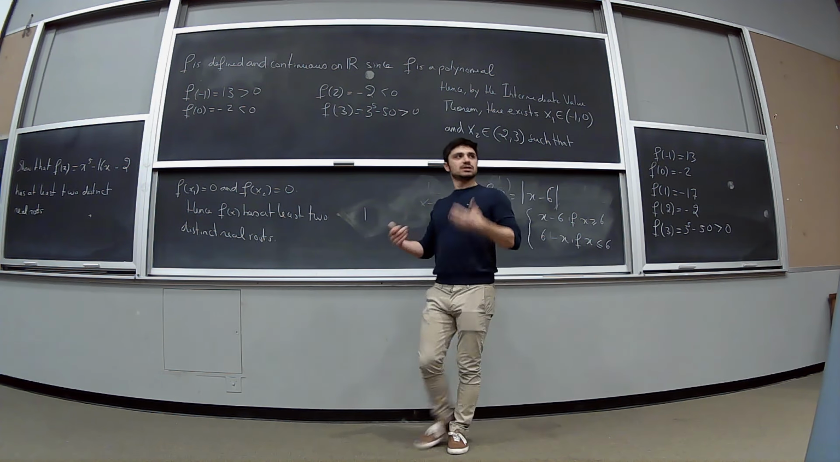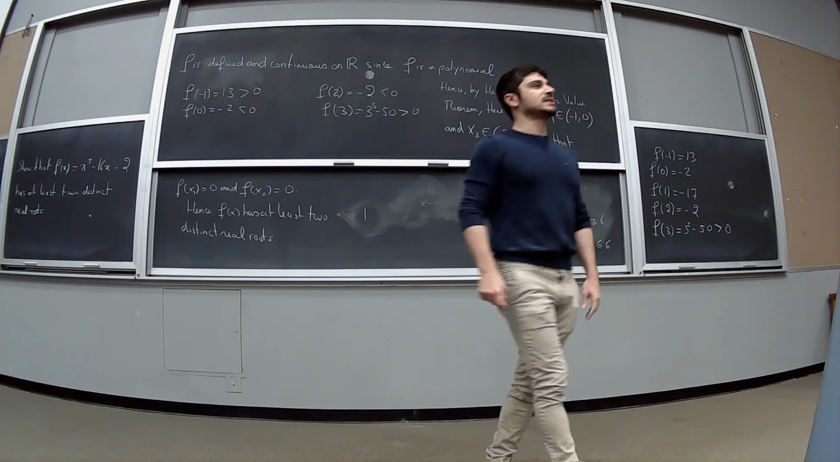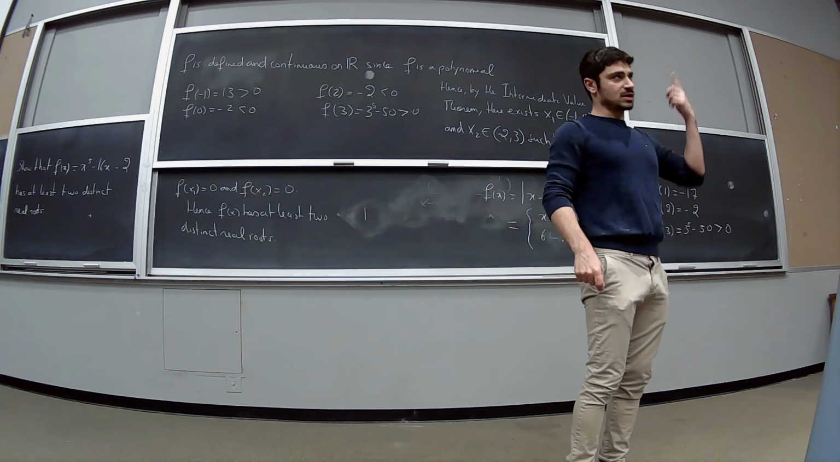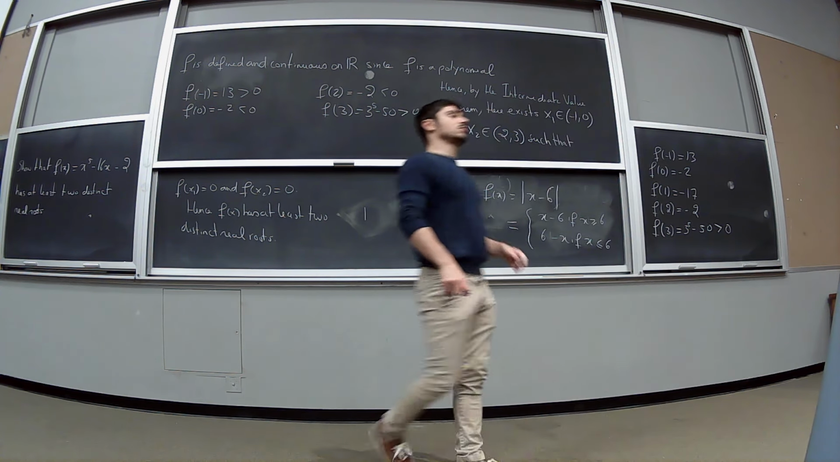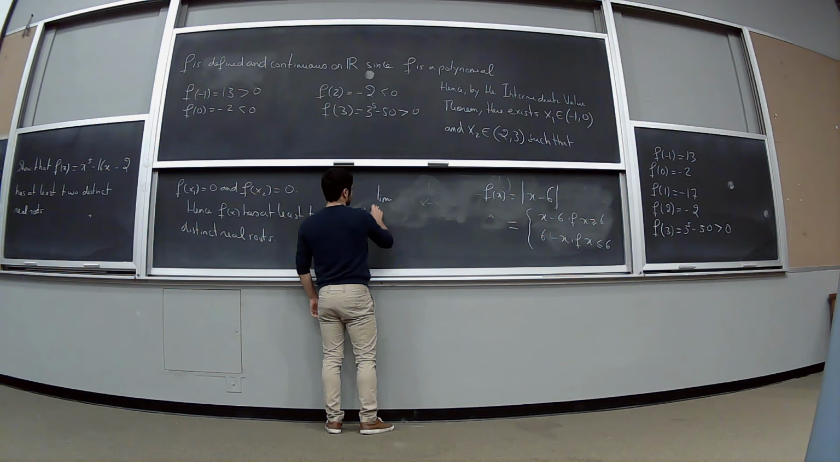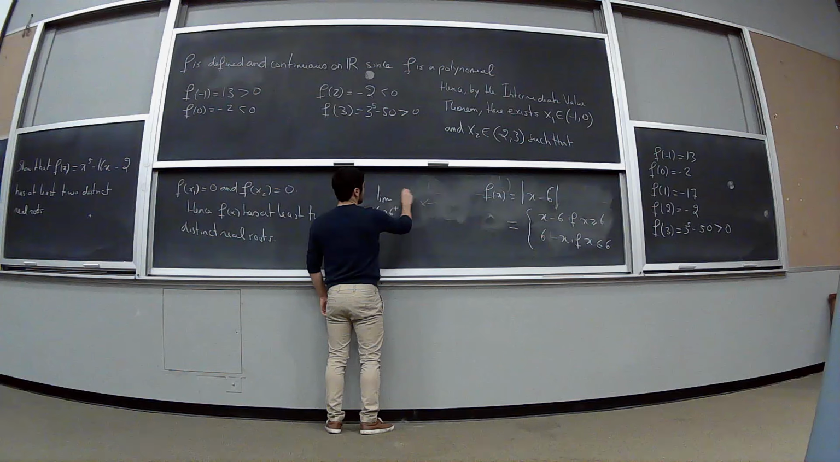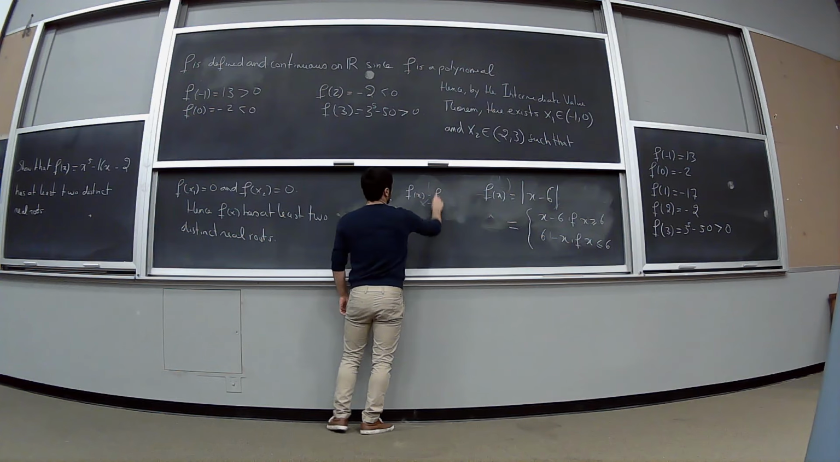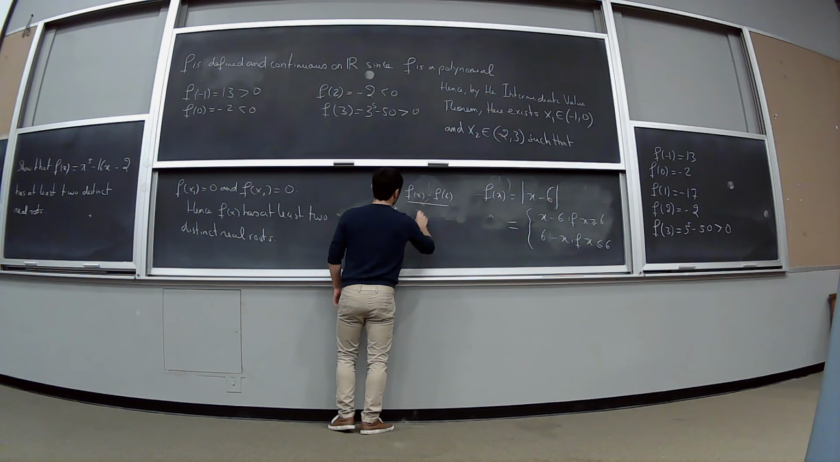Okay, so this function is differentiable everywhere except possibly at 6. So we have to check whether or not it's differentiable at 6. So, the limit as x goes to 6 plus of f of x minus f of 6 over x minus 6.